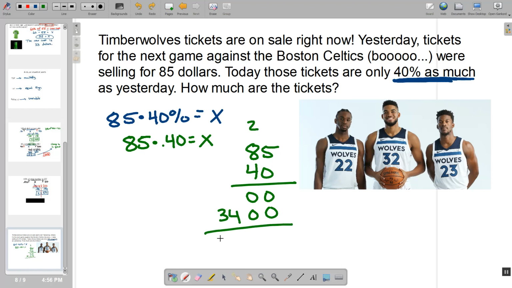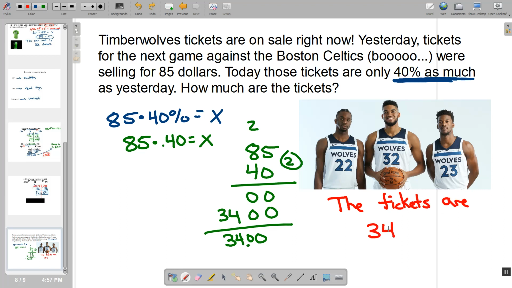34. Now I had 2 digits behind the decimal point when I started, so I end with 2 digits behind the decimal point when I end. So our final answer is the tickets are $34 today.